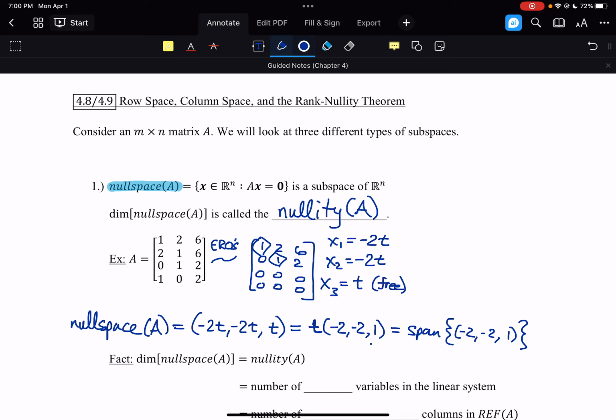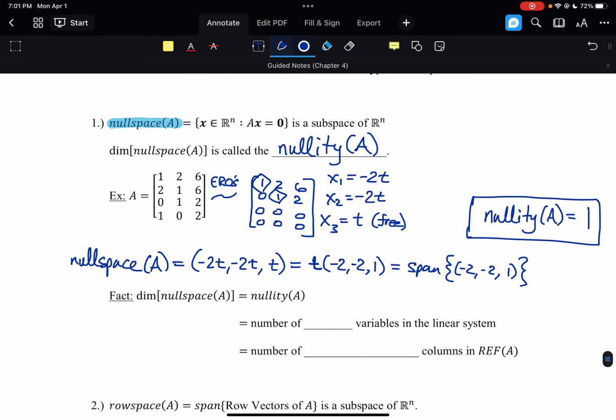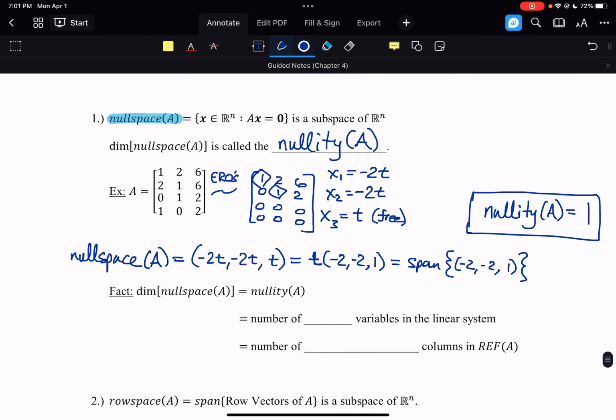So if this is the null space, notice there is only one vector here, right? And this would form the basis. So the nullity of A, in this case, there's only one vector, so the nullity of A would just be 1. That is the dimension of the null space of this matrix. If we're trying to identify the nullity in general, the dimension of the null space is the nullity. We can also look at the number of free variables in the linear system.